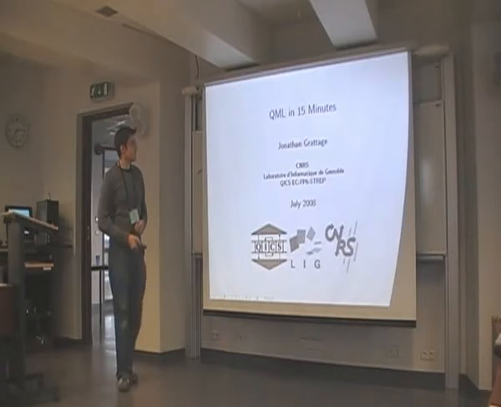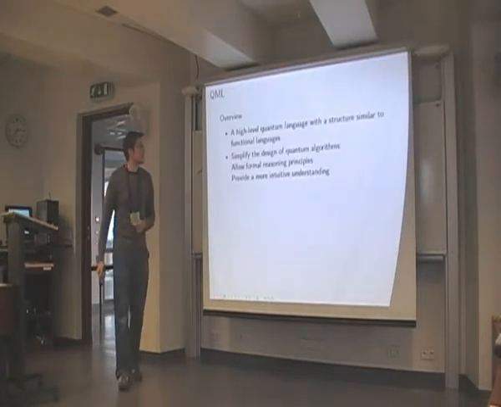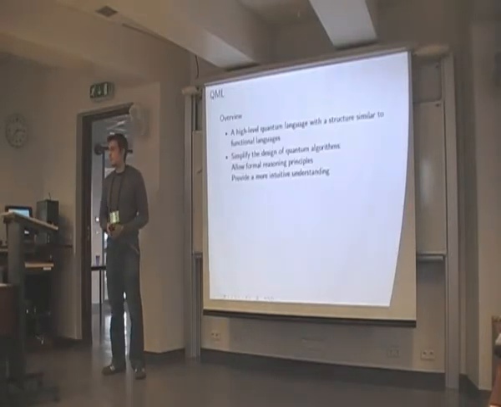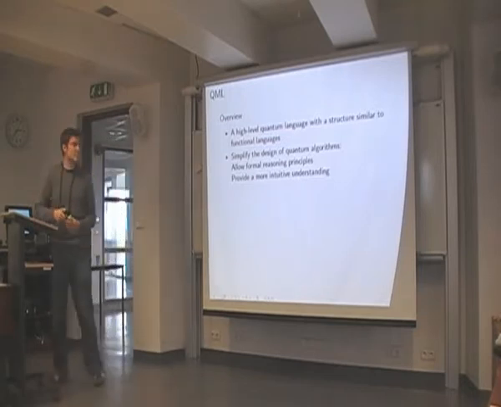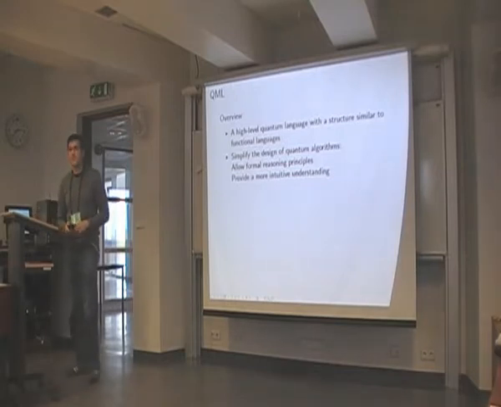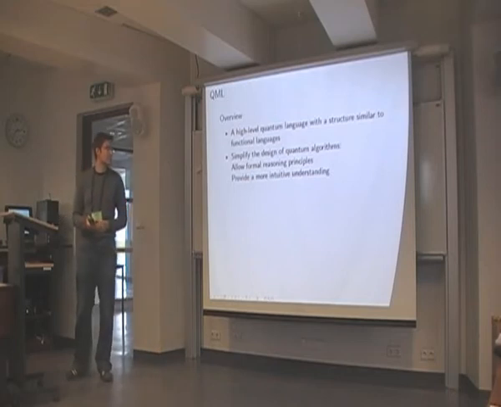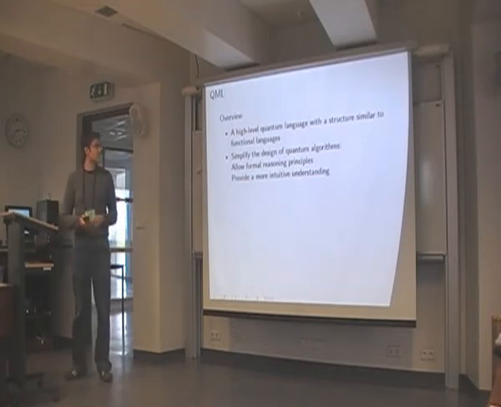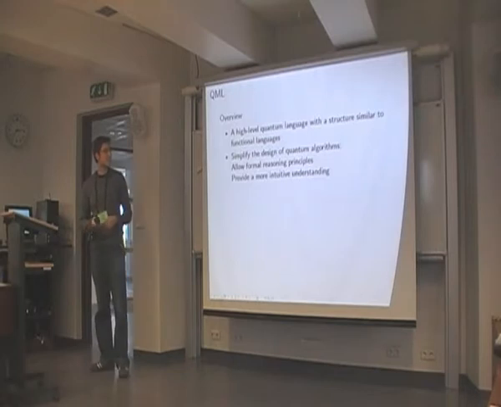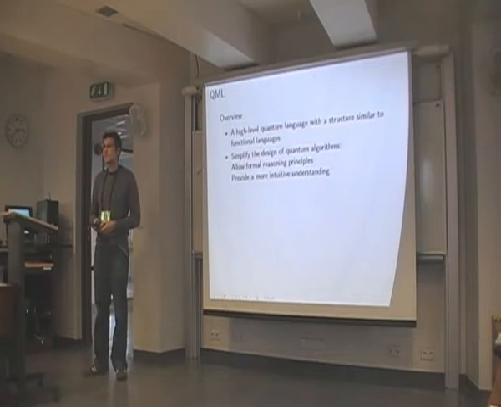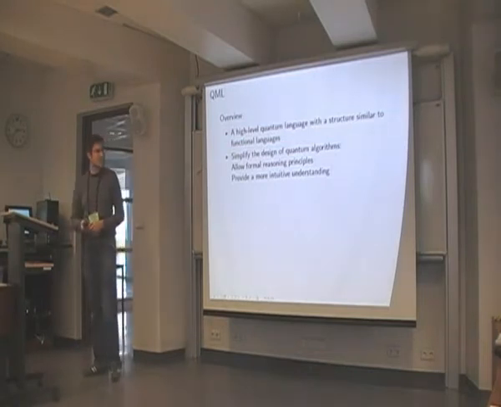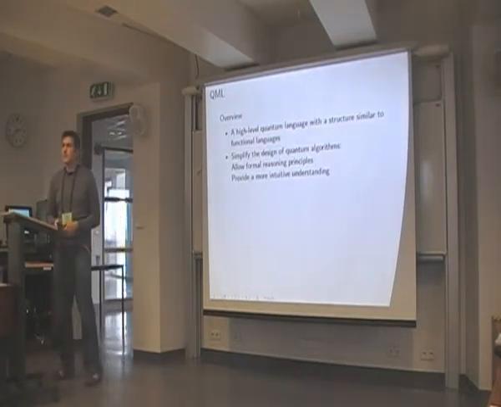in Haskell. So QML is a quantum programming language. I don't think I need to justify the existence of quantum programming languages here. It has a structure similar to functional languages and is modeled on the classical language Haskell. So the idea of having a quantum programming language is to simplify the design of quantum algorithms, allow for reasoning principles, and provide a more intuitive understanding. I think Richard Yost said at the previous QPL that the goal of these kind of things is to develop quantum thinking.